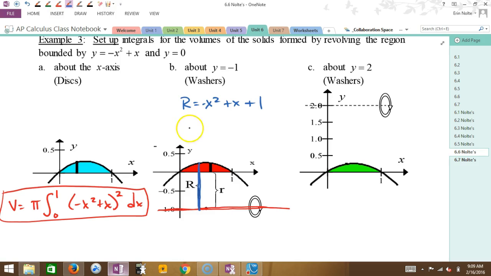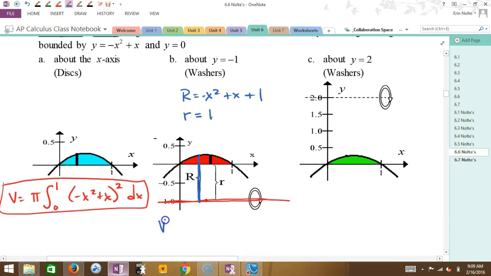So what is my little r? What is the distance between the x-axis and the y equals negative 1 line? 1. Okay, so now I can just use my washer volume formula. It's just going to be pi times the integral between our 2 x values, same as before, 0 and 1. And it's going to be big R squared minus little r squared. So it'll just be negative x squared plus x plus 1, squared, minus 1 squared, dx.